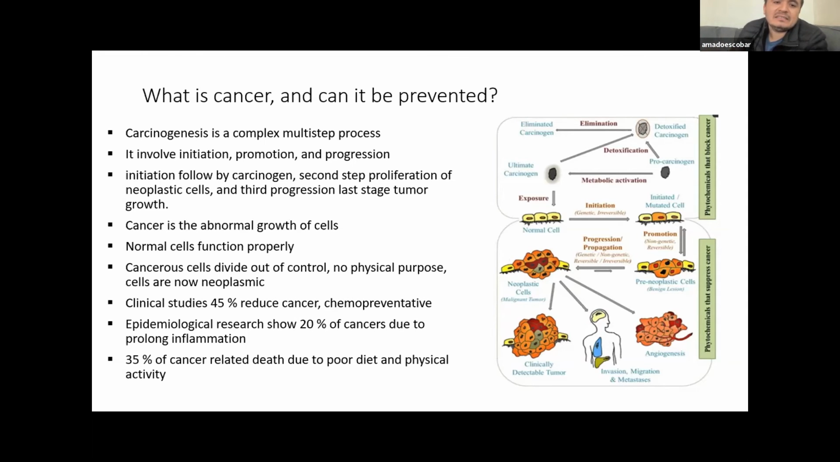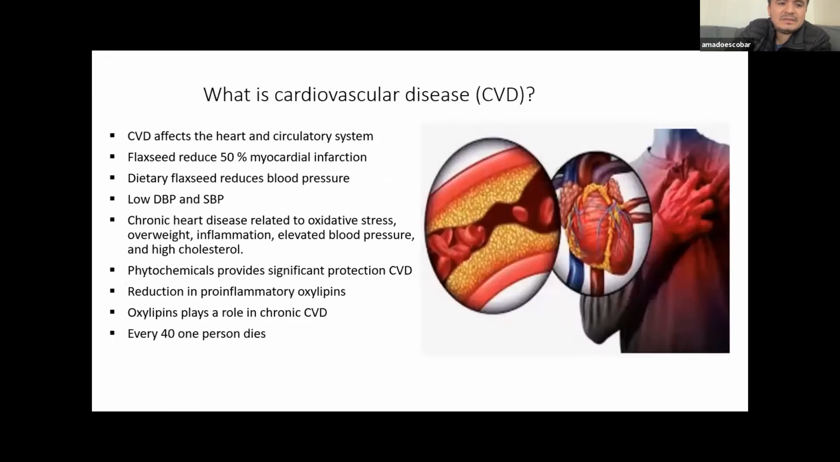In clinical studies, when patients consumed flaxseed, 45% of the cancer got reduced. And epidemiological research shows that 20% of cancer is due to prolonged inflammation. Basically, when people go through a long period of inflammation, this tends to cause cancer as well. It is also said that 35% of all cases of cancer are attributed to poor diet. We can move to the next one.